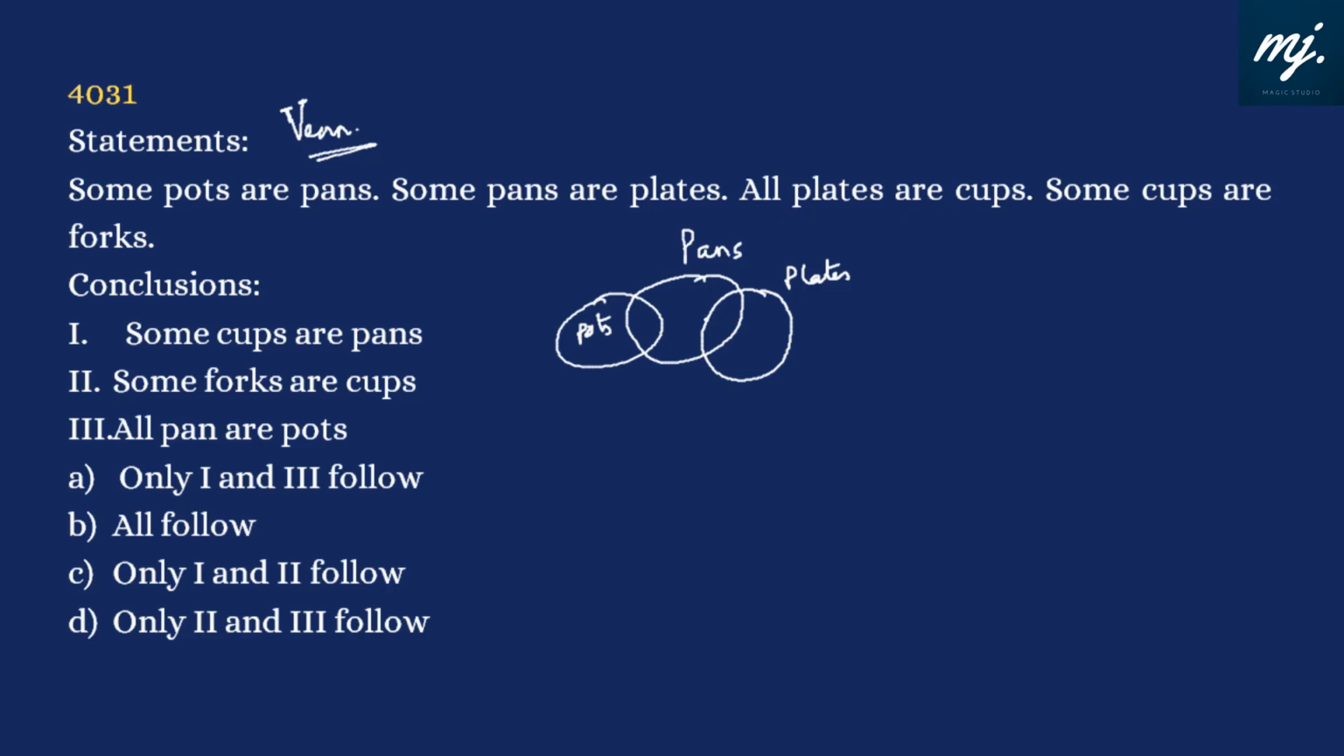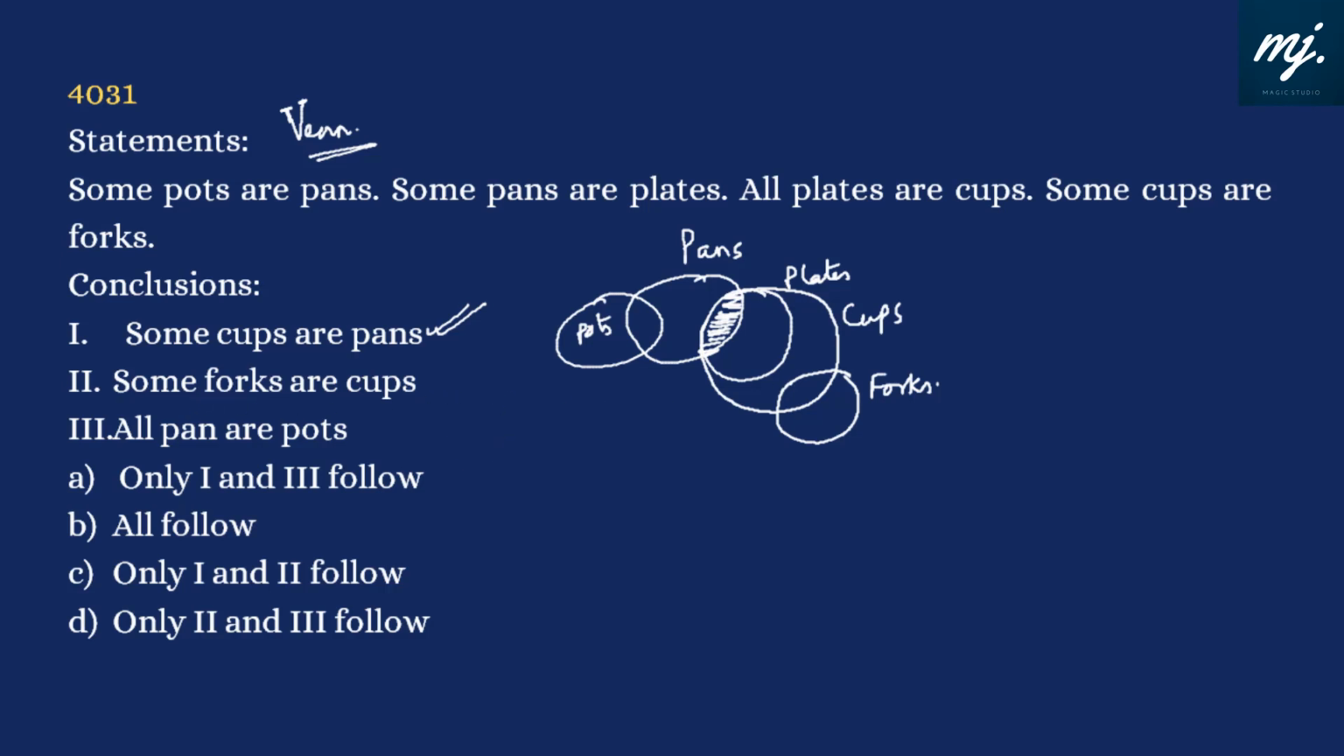All plates are cups. So this could be cups. Wonderful. Some cups are forks. We can have this, forks. Now conclusion 1 says some cups are pens. So this is cup and this is pen, and we can see that we have a common area, and some cups are pens. So the conclusion follows.